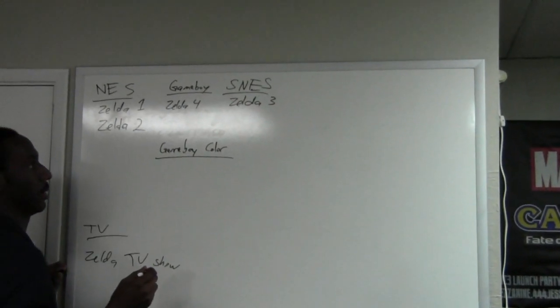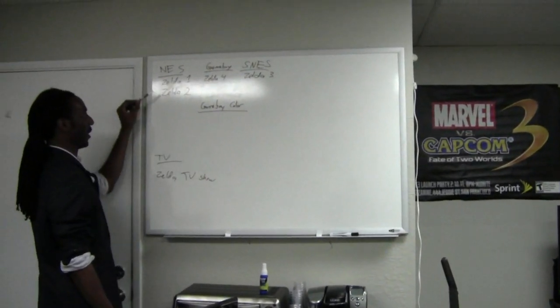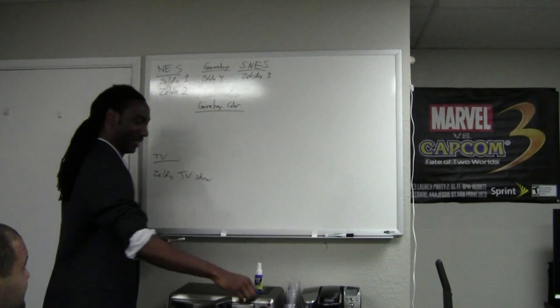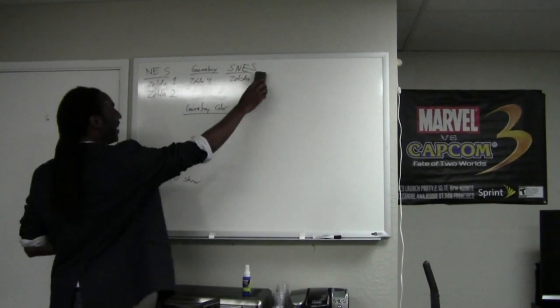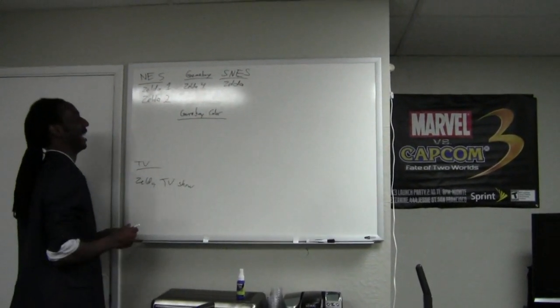We should probably put some letters next to some of the Zelda ones instead of just the numbers, because it might get a little more confusing. Because you put 1, 2, 3. Like Zelda 3, that's Link to the Past. I think people know what Zelda was out there. 1 and 2 is fine, but with 4 and 3, people are like, what is that?